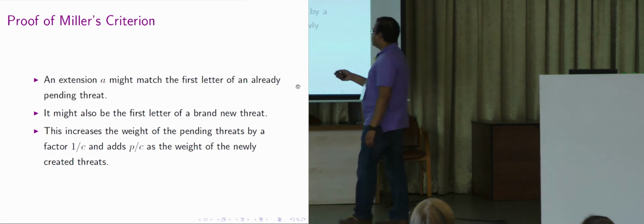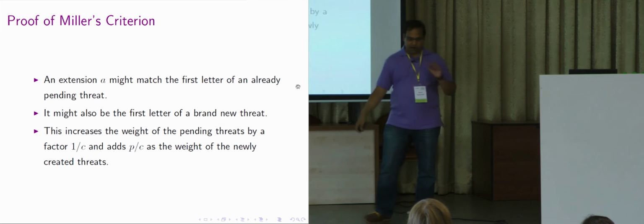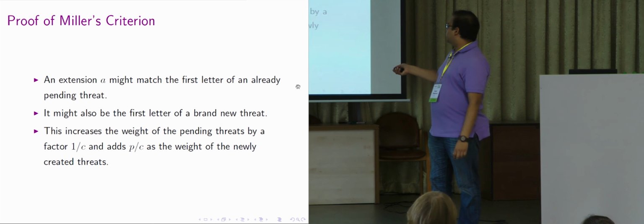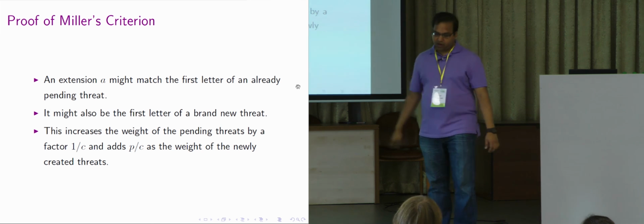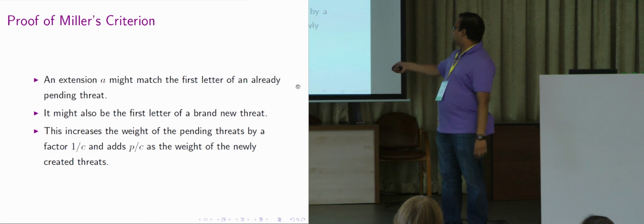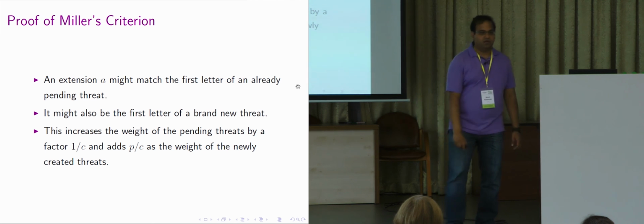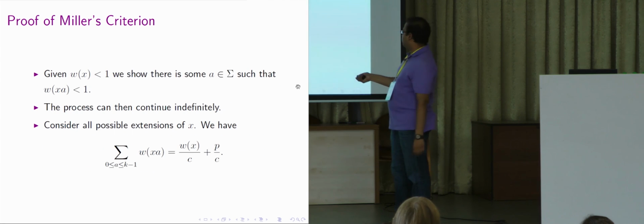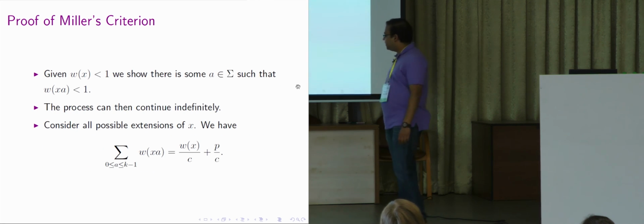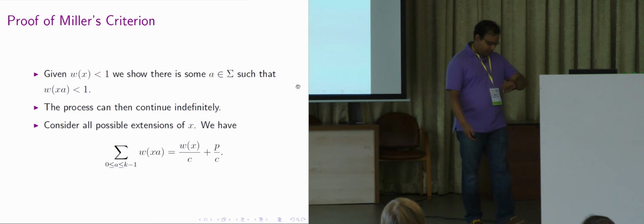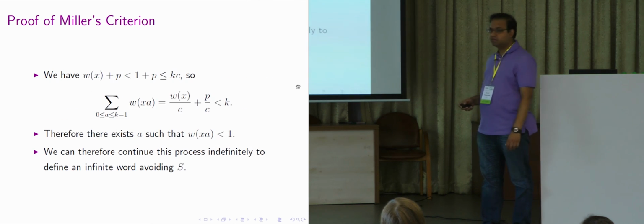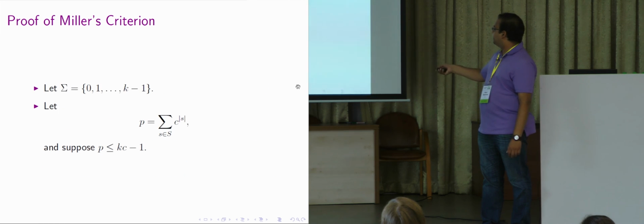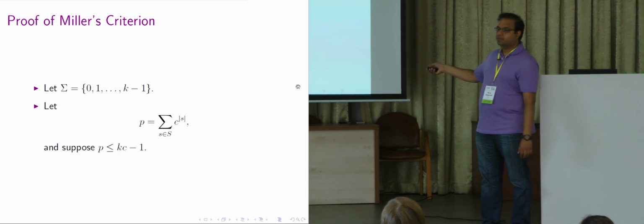So this is what happens whenever A matches the first letter of a pending threat, and if A creates a brand new threat, it adds this much as the weight for the newly created threats. So that's why I get this equality here. Recall, what is P? P was this sum.